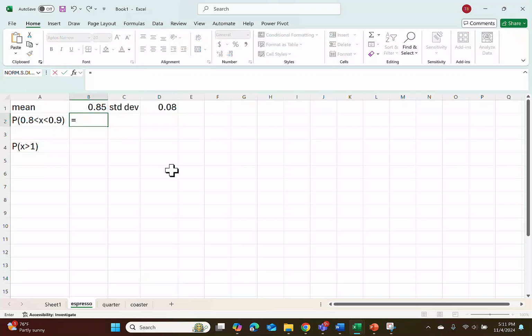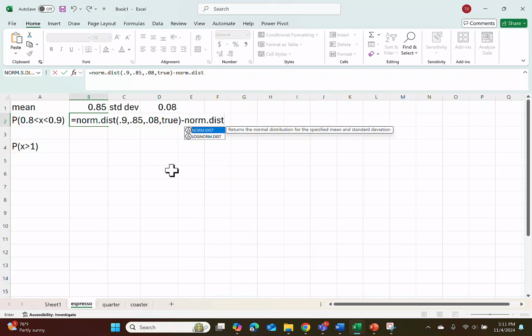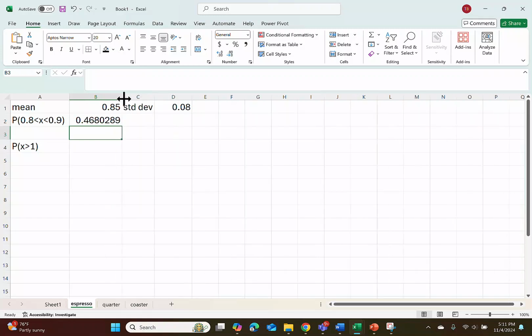In my cell, I type equals. And because I have two values, I know to start with the larger, norm.dist, my larger value 0.9, my mean 0.85, standard deviation 0.08, and then true. Subtract norm.dist, parentheses, smaller value 0.8, 0.85 mean, 0.08 standard deviation, and again true. This gives me 0.468, and again, if you want more digits, just open up the cell to give it room to write in the extra digits.